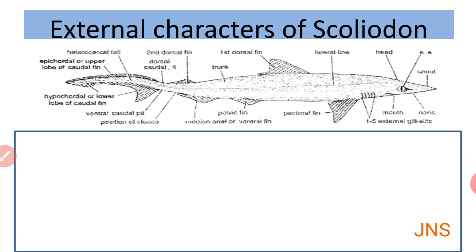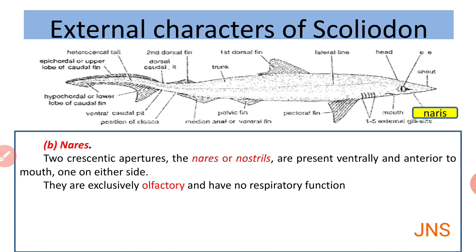Next body aperture, that is the nares. There are two crescentic apertures called nares, or nostrils, a pair of nostrils towards the anterior side near the head, present ventrally and anterior to the mouth, one on either side. They are exclusively olfactory in function. These nostrils or nares are olfactory in function and have no respiratory function.